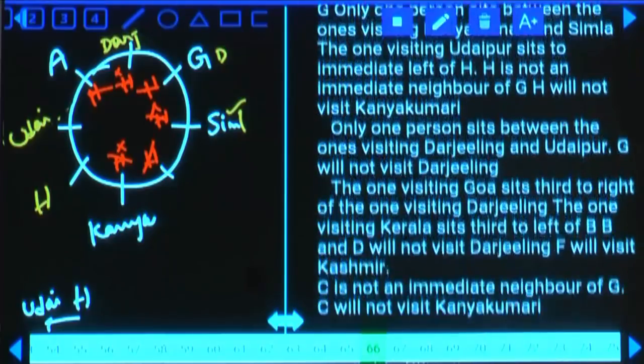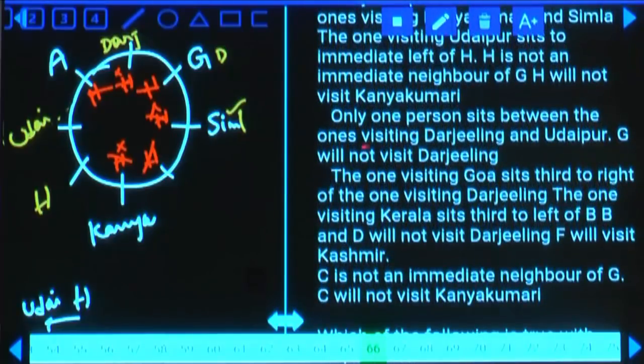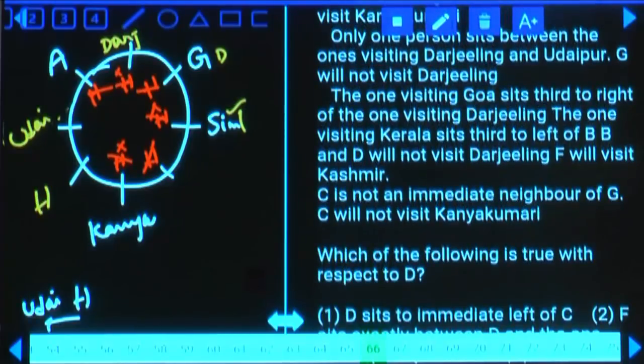And next, only one person sits between the one who is visiting Darjeeling and Udaipur, and G will not visit Darjeeling. And the one visiting Goa sits second to the right of the one visiting Darjeeling. Goa is seated second to the right of Darjeeling, hence Goa must be at this place. Next, the one visiting Kerala sits second to the left of B, and B and D will not visit Darjeeling.